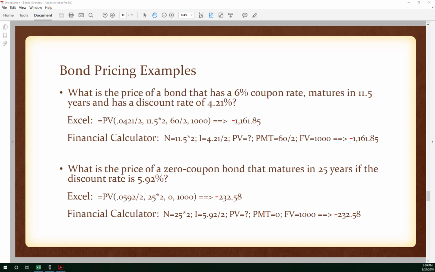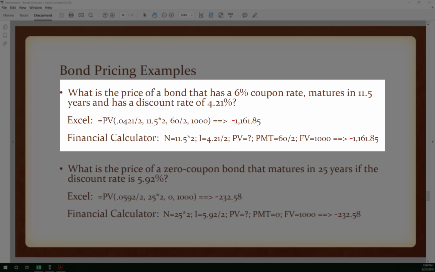Okay, in this video we're going to wrap up bond pricing, and we'll start with looking at a couple of examples here. First, what is the price of a bond that has a 6% coupon rate, matures in 11.5 years, and has a discount rate of 4.21%? So in Excel we would use the PV function, type in 0.0421 divided by 2, have those other entries there in the function. We'd get an answer of $1,161.85.